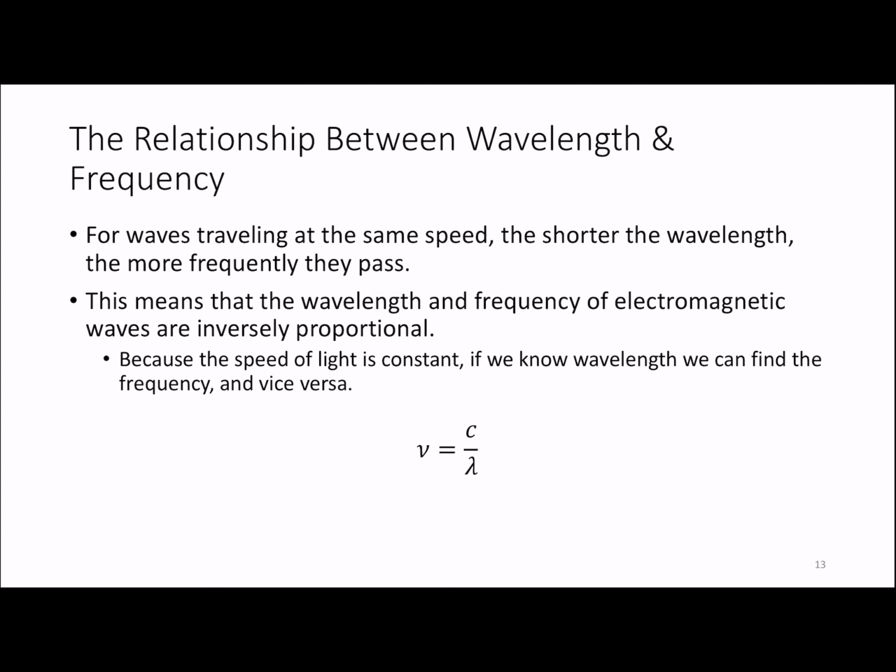For waves traveling at the same speed, the shorter the wavelength, the more frequently they'll pass. So wavelength and frequency are inversely proportional to each other. Since the speed of light is constant, if we know wavelength, we can find frequency or vice versa using this equation. Here we have frequency, which, by the way, we use the Greek letter nu for. That is not a v. So nu equals c, the speed of light, divided by the wavelength, which again is the Greek letter lambda.